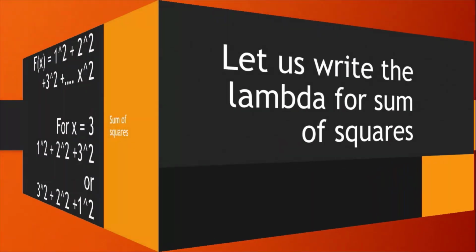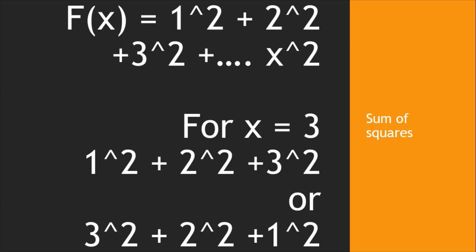So once again, function was fx is equals to 1 square plus 2 square plus 3 square. So what we need to do is I reverse it out. 3 square plus 2 square, 1 square. We have to do until x is greater than 0. So it was 1. So it solved our purpose. So this is the use of recursive lambdas. Fine. Let's take another example.